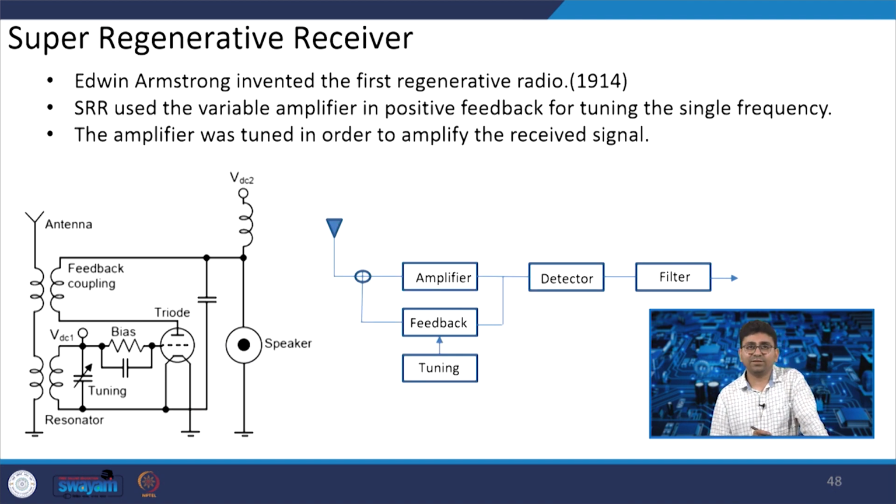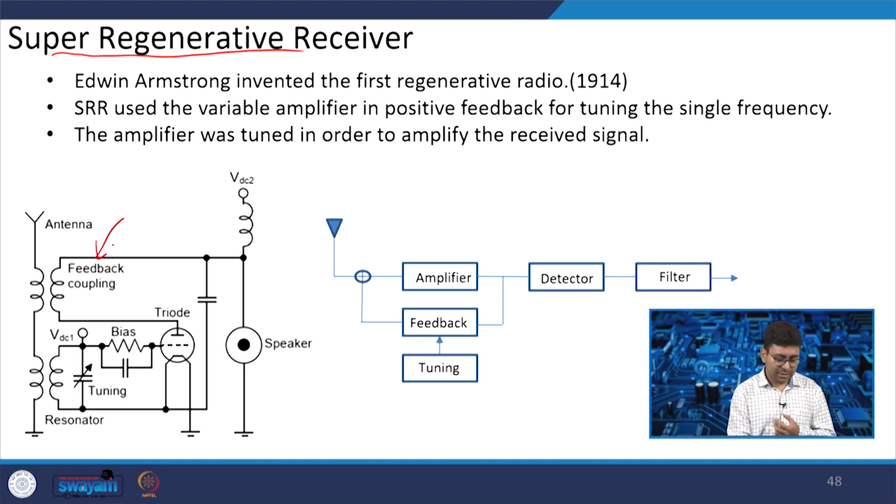There is another class of receiver that I have added here. In 1914, Edwin Armstrong invented the first receiver architecture employed in radio, called the regenerative or super-regenerative receiver architecture. It is a very simple architecture where positive feedback is used and the inductor and capacitor are tuned.